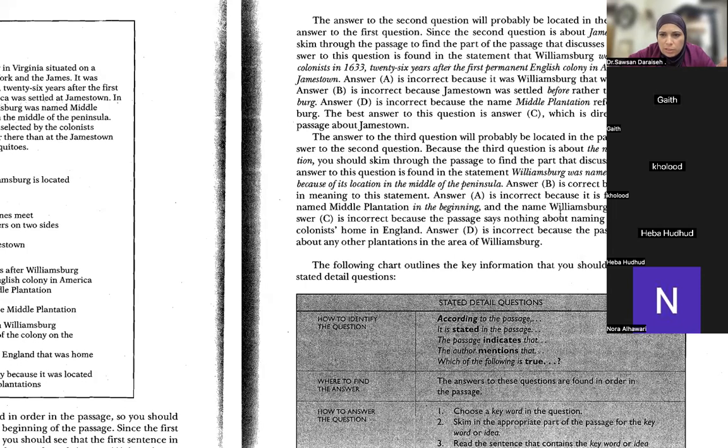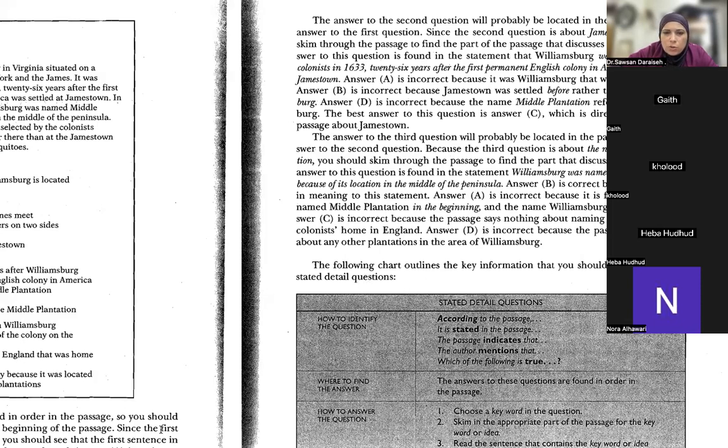I'm sorry about this one. This is why. More recent means that Williamsburg is more recent, okay? And this name is older, not recent. We don't say recent, we say older. Answer C is incorrect because the passage says nothing about naming the area after the colonists' home in England. They don't say this at all. Answer D is incorrect because the passage says nothing about any other plantations in the area.